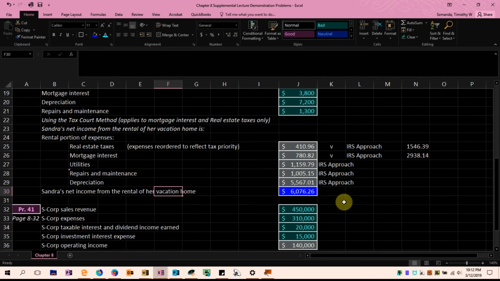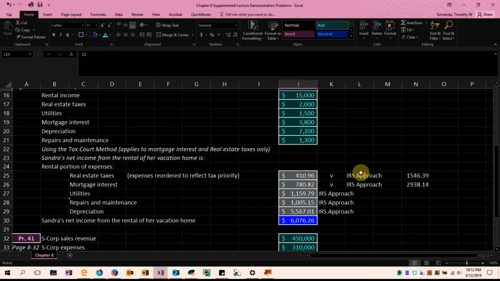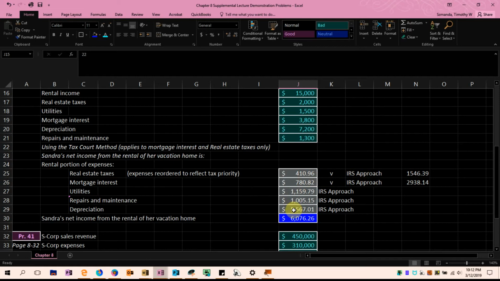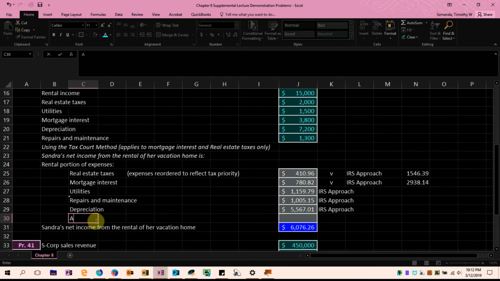Okay, so that's the way in which we allocate shared expenses when it's used for rental purposes and for personal purposes, that personal rental category, where we have to allocate shared expenses. Now, expenses, we don't have any in this problem, but what if we had expenses that directly related only to the rental property? And one that comes to mind for me, and I'm just going to insert this temporarily, is advertising expense.